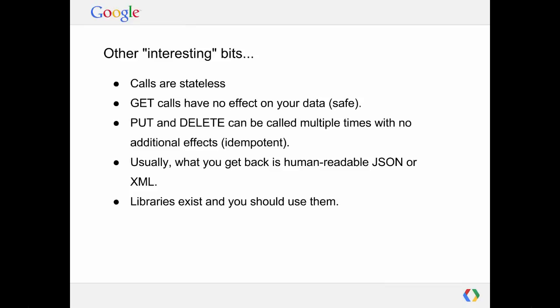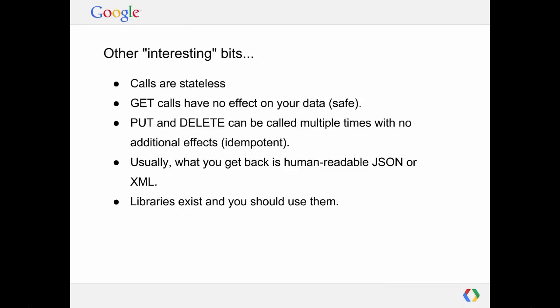As mentioned, PUT calls are idempotent, as are DELETE calls. You can delete an object multiple times, and calling delete a second or third time won't undelete the object. It'll just stay deleted. Typically, what you get back is human-readable JSON or XML. I don't know if this is a hard and fast rule. This is sort of by convention. And again, this makes debugging really nice and easy. You can see exactly what you're getting back from the service without having to interpret it or run it through any other tools or anything like that.